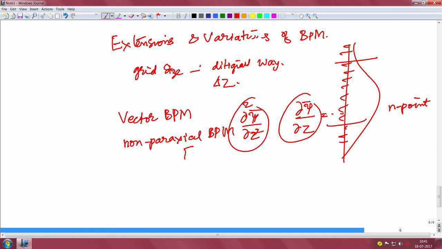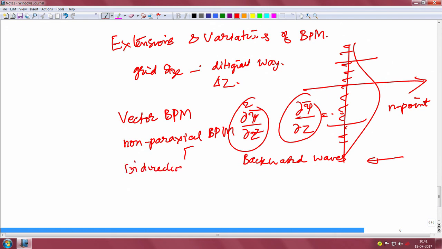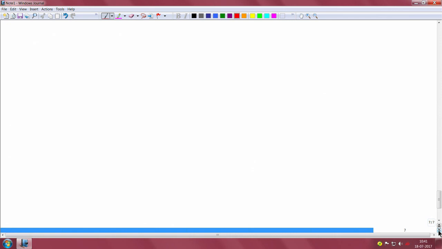Similarly, when we are ignoring the second derivative, we are ignoring another important aspect called the back propagation, backward waves. We have considered the light wave propagating only along one particular direction. So, in many devices there could be reflections which could be accounted for by using what can be called a bidirectional BPM. Another important variation of the BPM which I will very briefly describe is called the finite difference BPM.